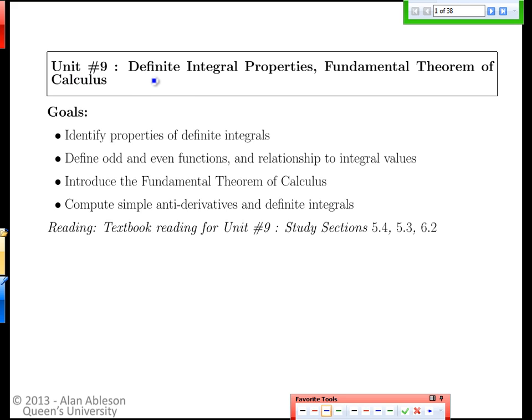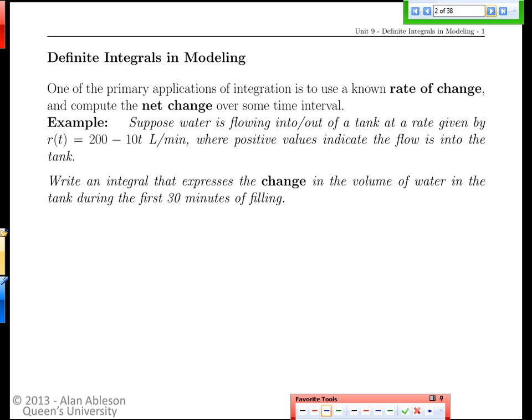In this unit, we're going to continue our study of definite integrals, and we're going to conclude with the fundamental theorem of calculus, which is going to tie all the work we did with derivatives back to the work we're doing now with integration. As a stepping stone towards that objective, we're going to look at why we would want to do these integration calculations in the first place.